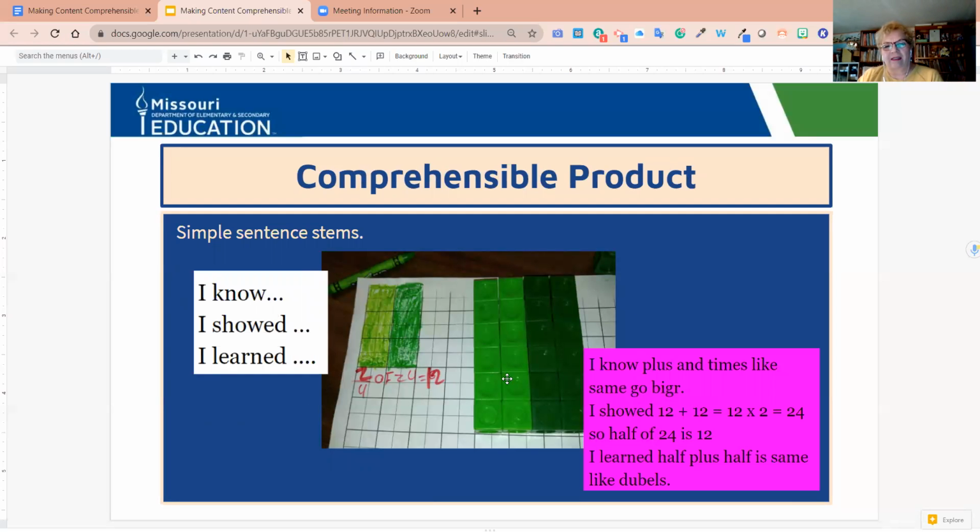And then this is a sentence stem. And this was, I think, a 6th grade boy who was learning math. So we gave him the sentence stems: I know, I showed, I learned. And this is what he says.